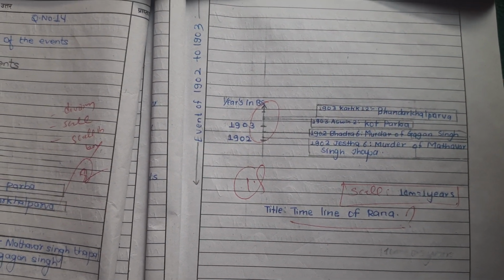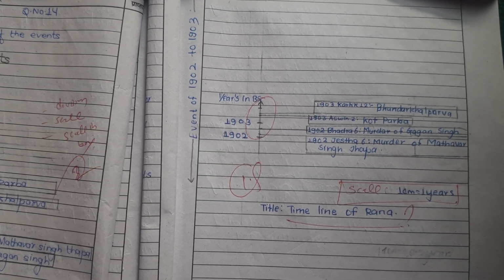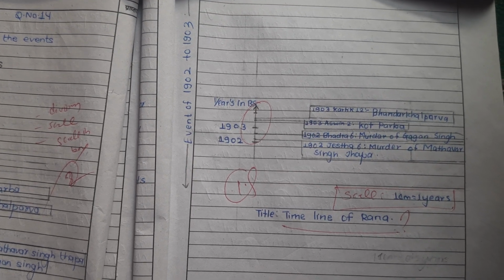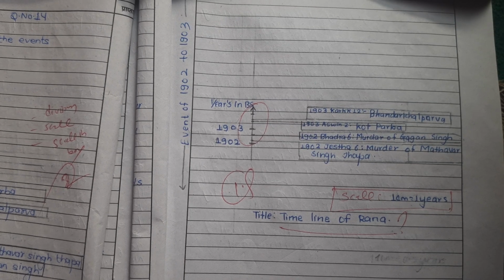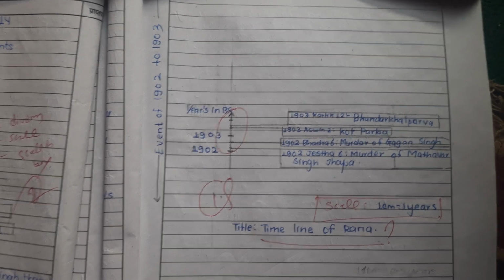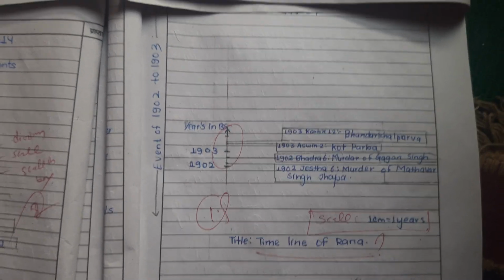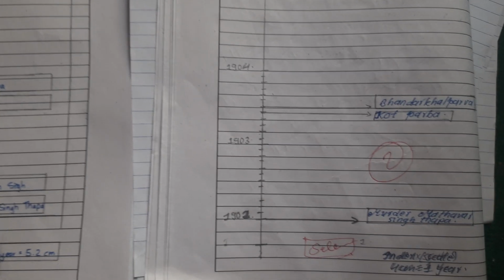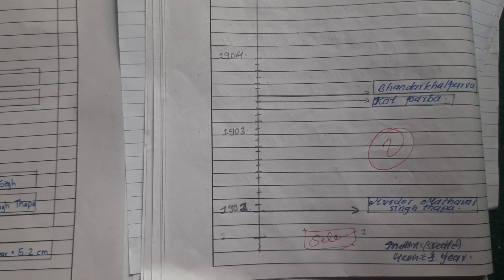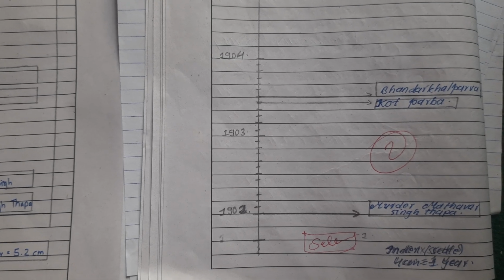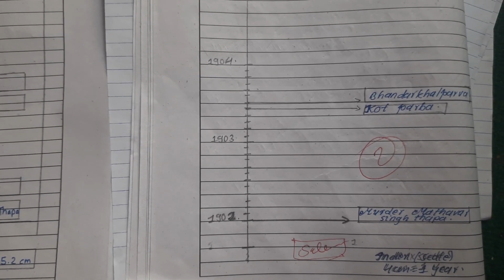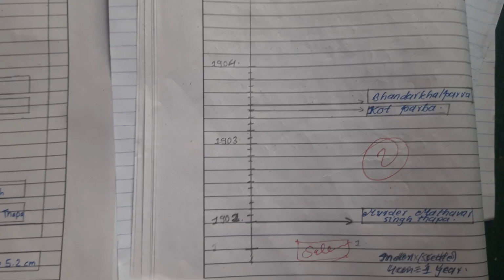Regarding the next copy's timeline, beyond the boundary, here she is writing events of 1902 to 1903, and the timeline of Rana. This title is incomplete. No scale word is over here, and no division, and it looks unclear. So I gave only 1.5 marks. And the next one, regarding this, no scale, yes scale, what to do? Yeah, definitely we have scale, but not clear, and the gap is very long. No title. That's why I gave only 2 marks.